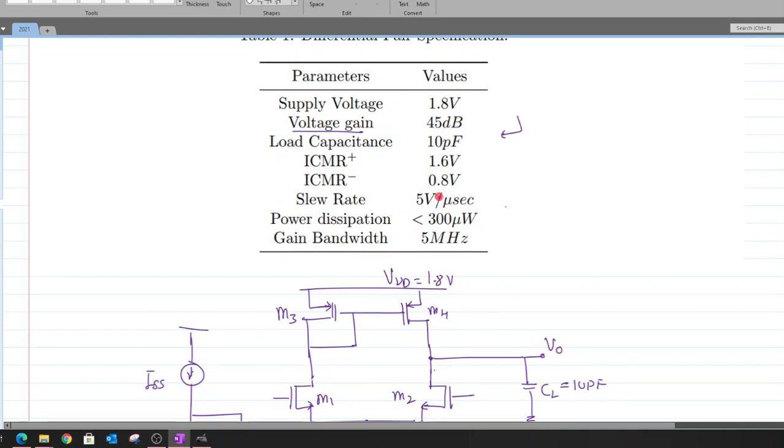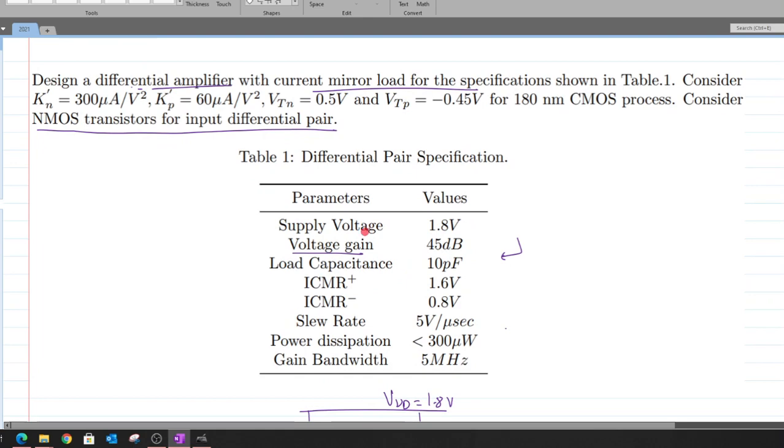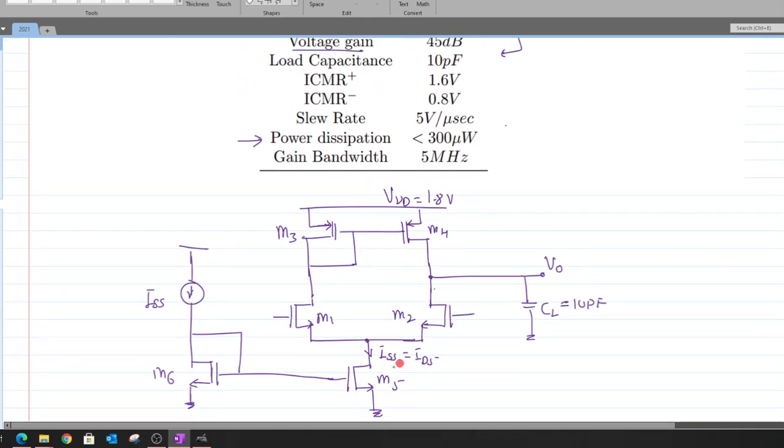Okay, which is given as 5 volt per microsecond, and later we have something known as a power dissipation, which is supposed to be lesser than the value of 300 microwatt. And the final specification states that we have to have a gain bandwidth product as 5 megahertz. Okay, so now we could see that from this power specification we can actually calculate the quantity of ISS.